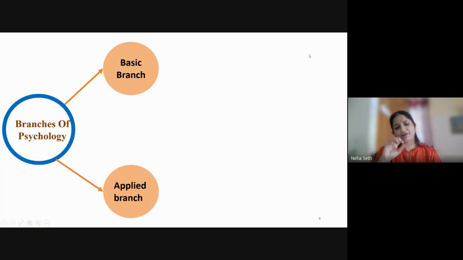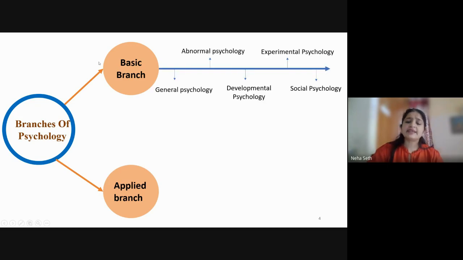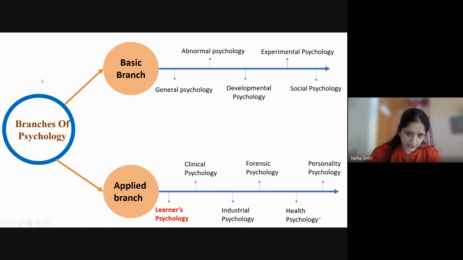This psychology can further be divided into two different branches. Two different classifications of psychology are given. One is the basic branch and the other is the applied branch. When we talk about the basic branch, we are talking about abnormal psychology, experimental psychology, general psychology, developmental psychology, and societal psychology. But when we talk about applied psychology, it includes personality psychology, health psychology, forensic psychology, industrial psychology, clinical psychology, and learner psychology.